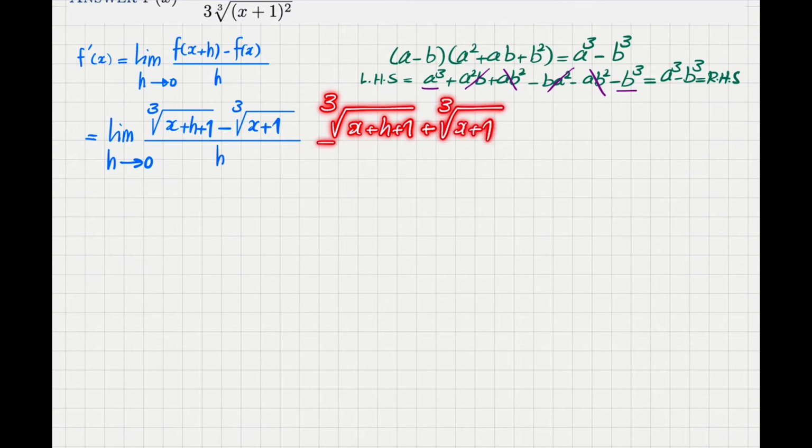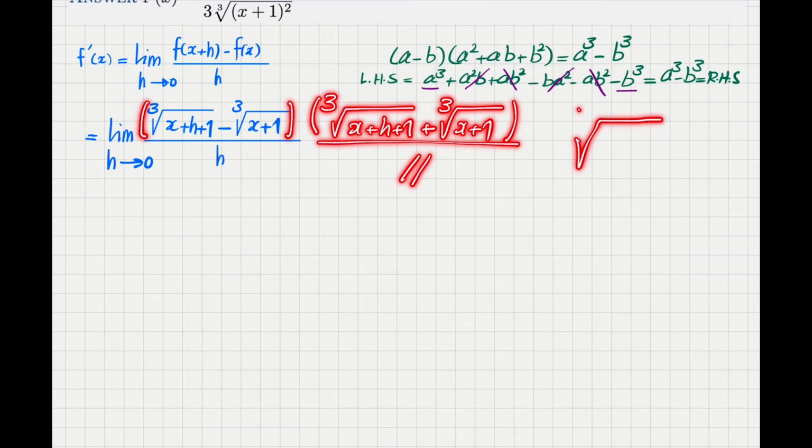Okay, and then the denominator would be the same expression. But now if I multiply this by that, it gives me the first one squared, but because this is the third root, the first one squared doesn't help me to get rid of this third root. So it means that this will survive. I cannot get rid of that.